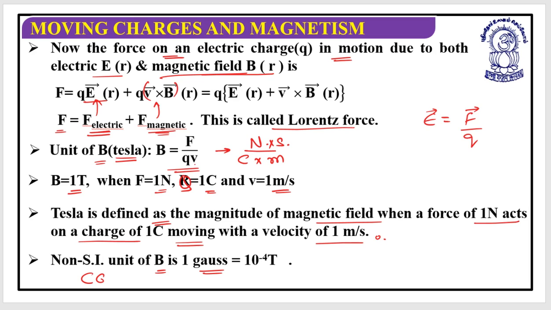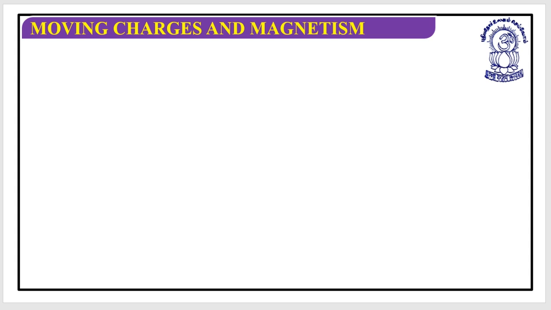The non-SI unit of magnetic field is the Gauss. It is the CGS unit of magnetic field. 1 Gauss is equal to 10 to the power minus 4 Tesla, or 1 Tesla is equal to 10 to the power plus 4 Gauss. This is the SI unit and this is the CGS unit. Is it clear? Okay. Let's summarize everything that we have discussed up till now.